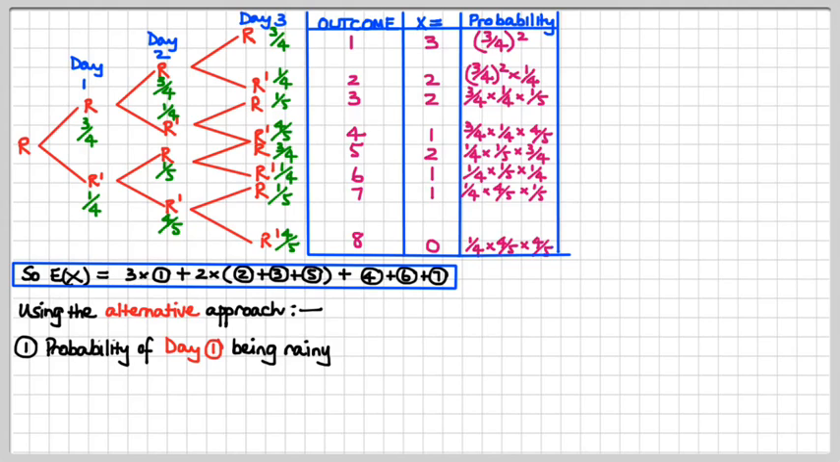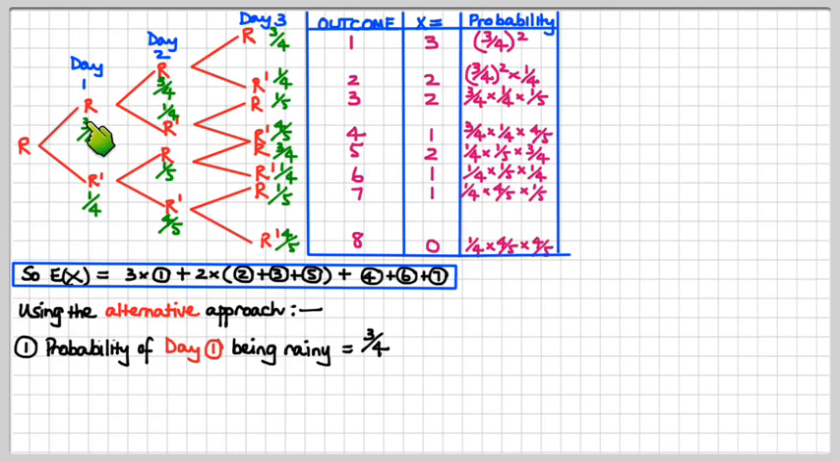So, the probability of day 1 being rainy is 3/4. Is that right? 3/4. Yes, it is, isn't it? Because it's 3/4 rainy and 1/4 not rainy. Now, that 3/4, guys, if I was to take this to the end result for all these little branches out here, that 3/4 could be found by adding this one, this one, this one, and this one, because they're all part of that bit of the tree, which emanated from this one here at 3/4.